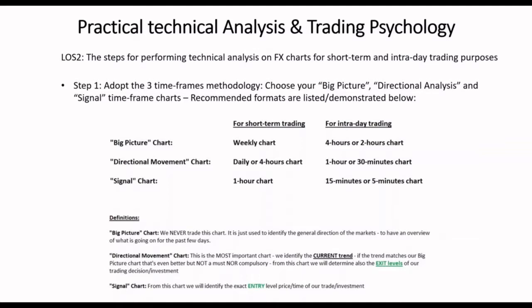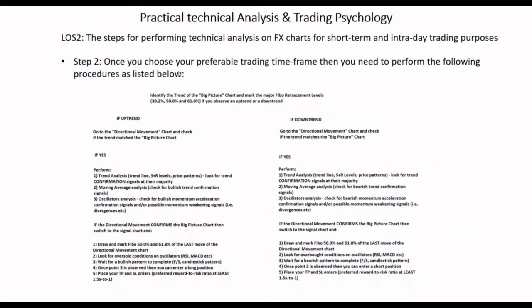So just to sum up, the big picture, we never trade it, we just get the bigger trend. The directional movement chart is better to confirm the trend of the big picture, but not a must. And here we identify the current trend and the exit levels of our positions. And from the signal chart, we identify the entry level, the exact time that we will push the button, the entry level for our trade or investment. Once you choose your preferable trading time frame, then you need to perform the following procedures as listed below. And this is a classic flow of process that I'm personally following when I'm making trading decisions.